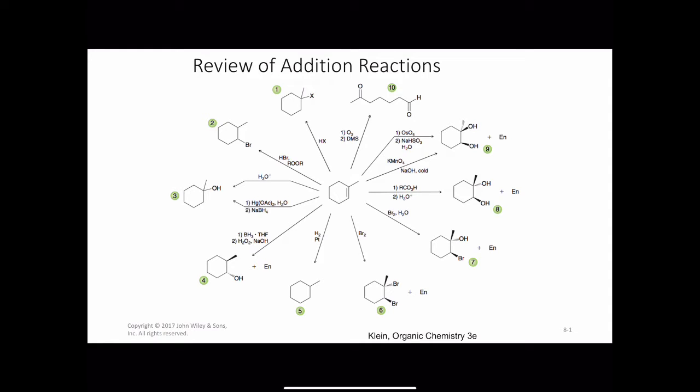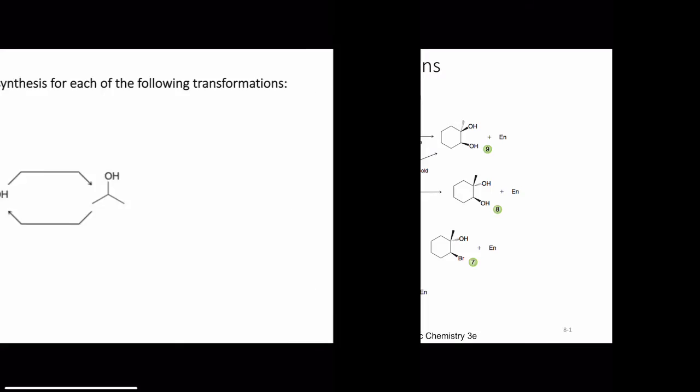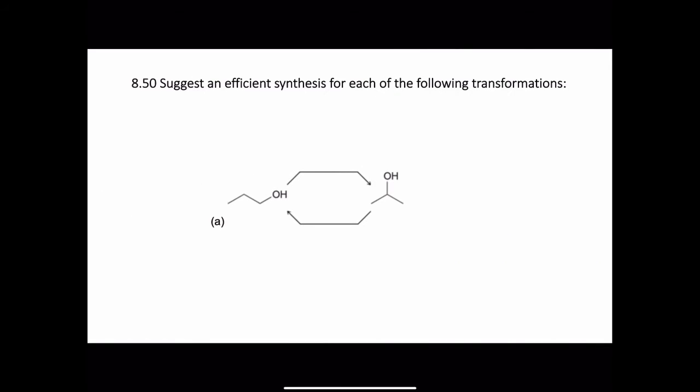Let's take a look at question 8.50, which deals with addition reactions and alkenes. But before we do that, you should be aware of all of the reactions that are on this slide before embarking on the practice problems for addition reactions. So in section 8.50, it says, suggest an efficient synthesis for each of the following transformations.